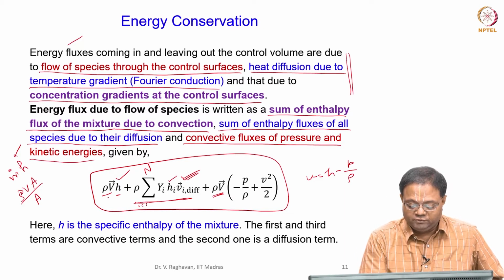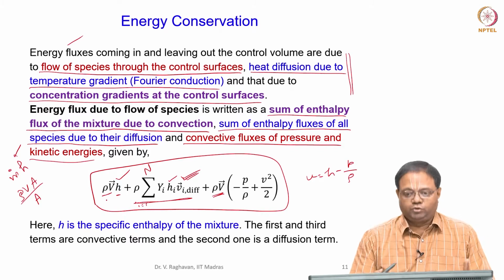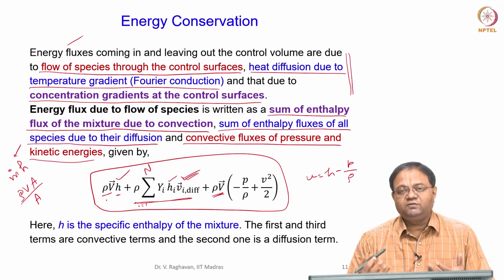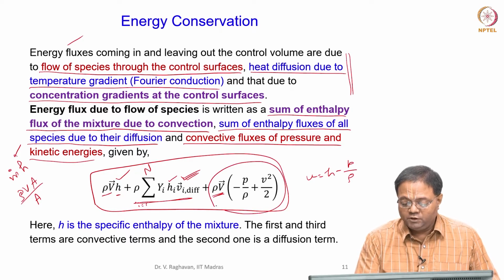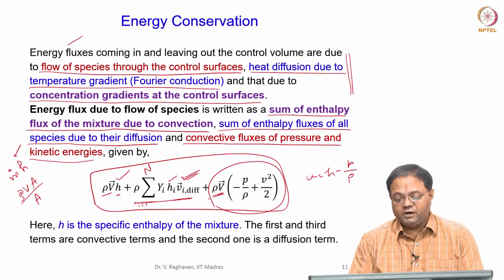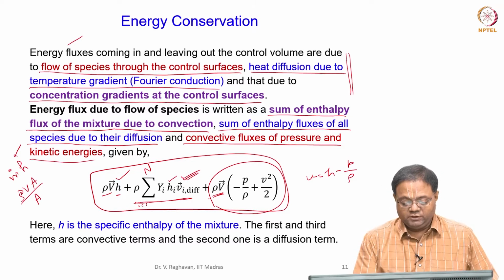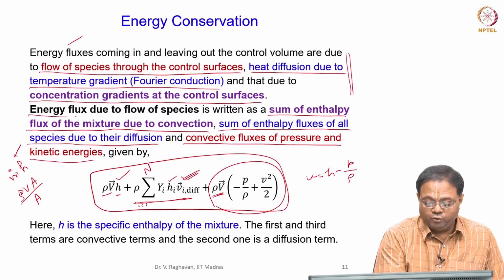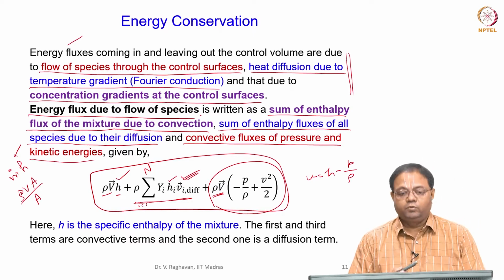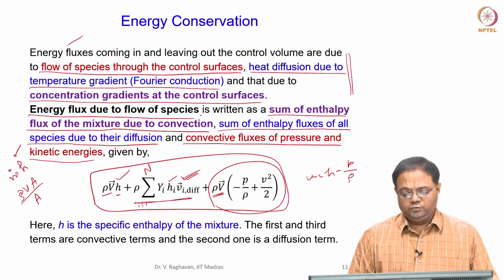So, this term and the last term are together. The total energy is what? U plus V square by 2. That part will come as the third term, the convection of pressure and kinetic energies. So, these are the three terms which will contribute to the energy flux due to flow of species. Okay. So, that is the first one.